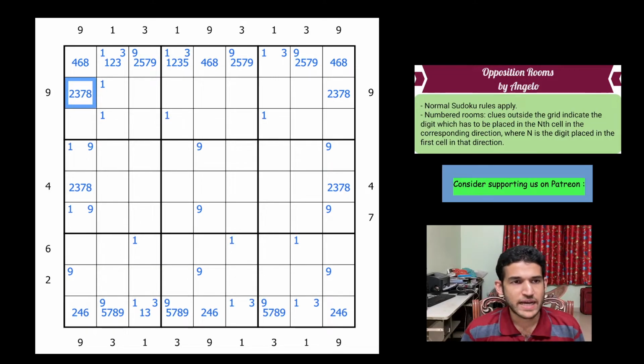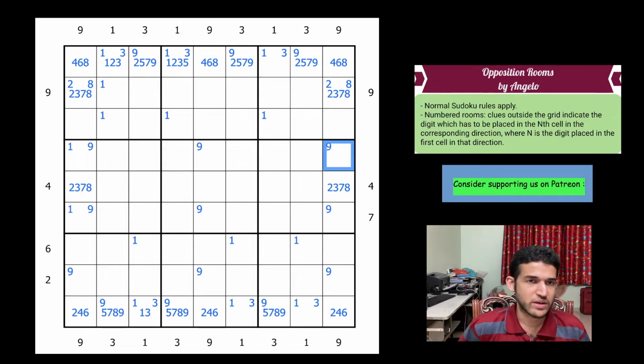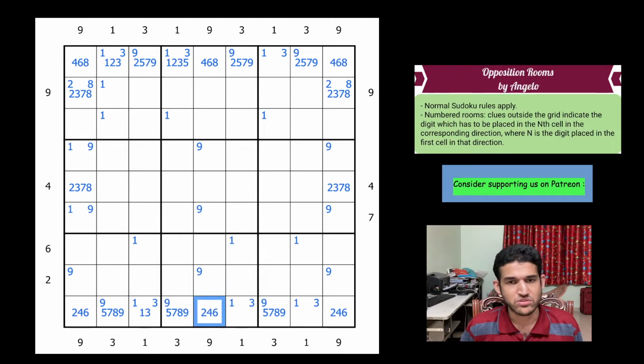So I'm going to ask myself, what happens if this is a 2-8 pair? Which means this cannot be 2-8, so these would be 4-6 and these would be 4-6. That is possible, right? I don't see why that could not be possible. So this will be 8 in that case, this will be a 9, this will be a 2. Okay, this seems possible. 2-8 is very much possible.